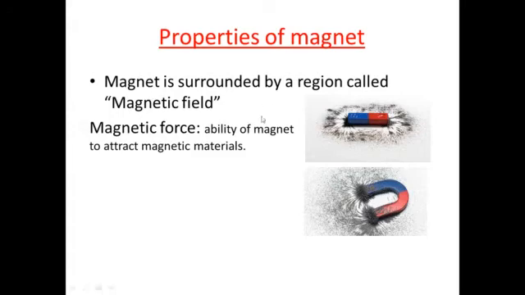Any magnet is surrounded by a region called the magnetic field. What is the magnetic field? The magnetic field is the region around the magnet in which its magnetic force appears. Magnetic force is the ability of the magnet to attract magnetic materials towards it. So, if you put iron filings, an iron bar, or any magnetic material in the magnetic field around the magnet, you will observe that the magnet will attract these materials. But if they are out of the magnetic field, they will not be affected by the magnetic force of the magnet.